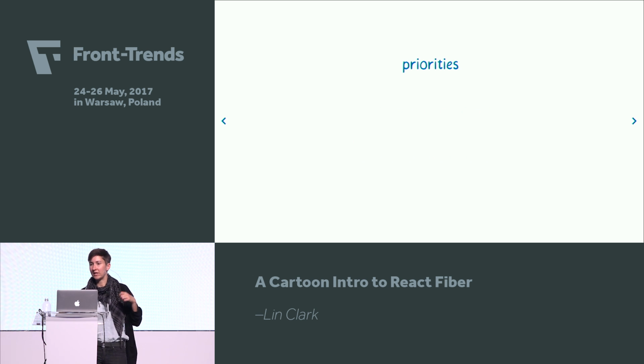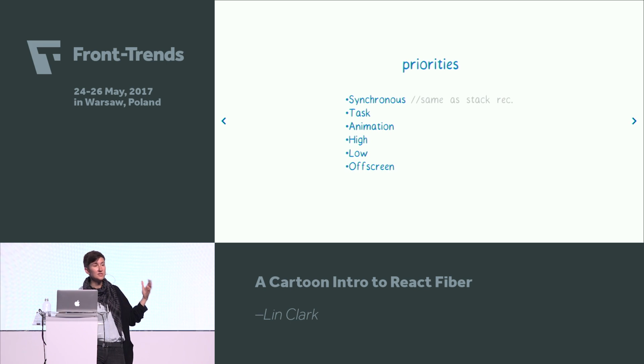In the Fiber Reconciler, each update will have a priority assigned. At the moment, these are the different priority levels. So synchronous is basically the same as the stack reconciler. It happens synchronously. Task work needs to be handled before the next tick of the event loop. Animation work happens on the next frame using request animation frame. And then high, low, and off-screen priorities all use request_idle_callback like I was showing before.